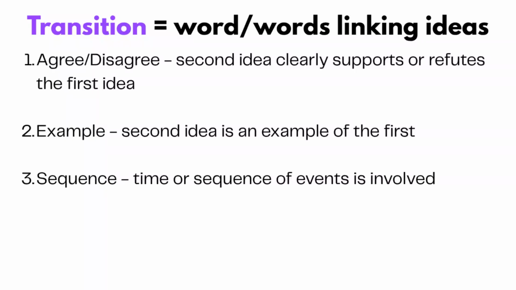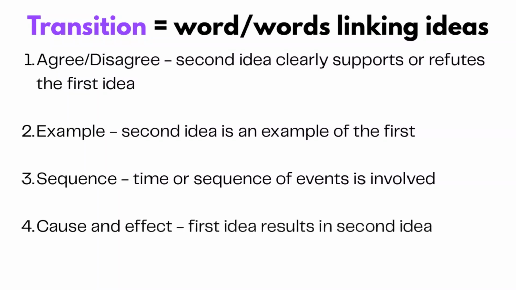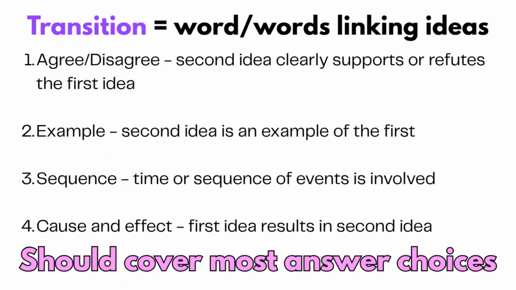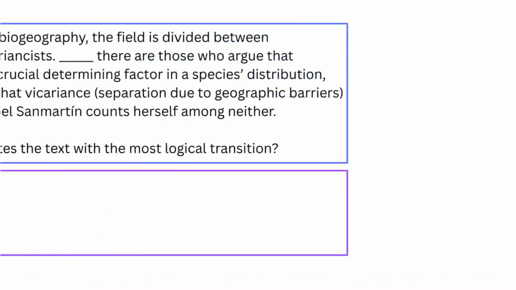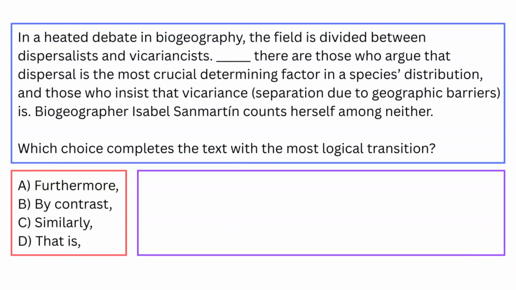The third type is a sequence transition. This is where a time or sequence of events is involved. And a big hint that you're dealing with a sequence transition is there's going to be other sequence transitions in the passage. The last type is cause and effect. This is where the first idea is the cause and the second idea is the effect. So the first idea results in the second idea. Those four transition types should cover most of the answer choices, and you can use those to use process of elimination. Here's how that process of elimination would look in this example question.